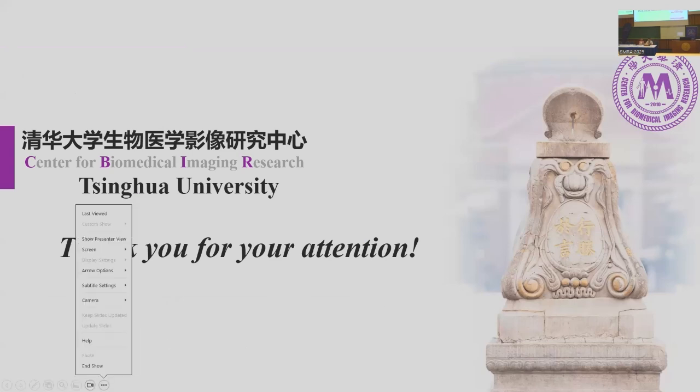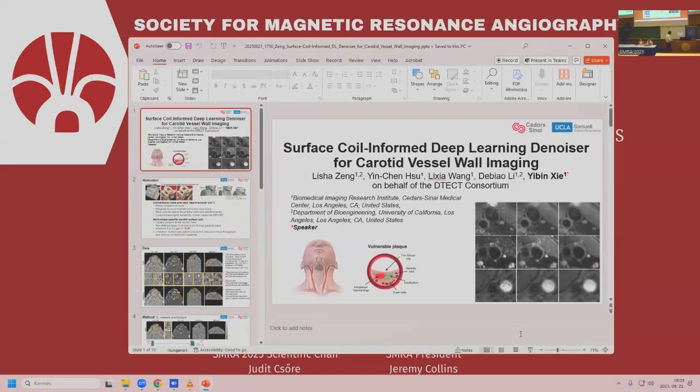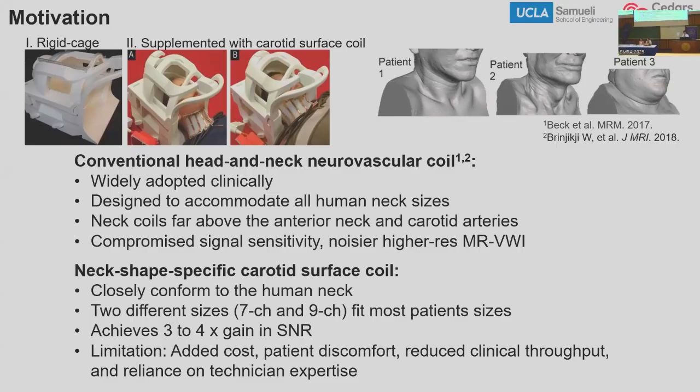The next talk title is Surface Coil Informed Deep Learning Denoiser for Carotid Vessel Wall Imaging, and Yibin Xie will give the talk. Thank you for the introduction. This work was mainly performed by Li Xiao, a PhD student in our group. I think the motivation was already laid out by Professor Yuan in the previous talk. We have the same problem, addressing it with a similar approach.